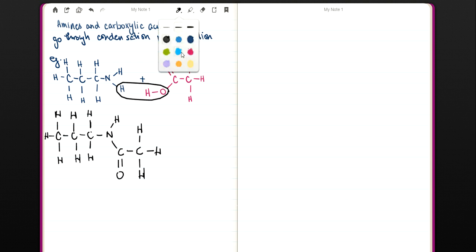But yeah, that's pretty much it. And just to let you know, the peptide bond consists of these four atoms together to form that wonderful peptide bond. And there you have it, polymerization made easy.